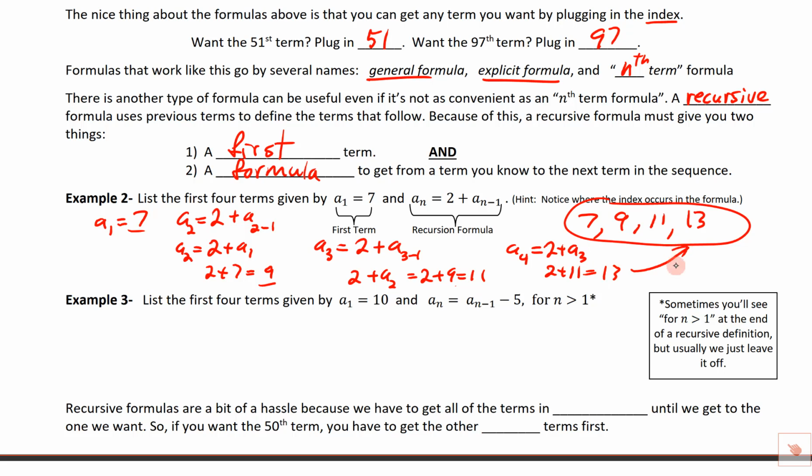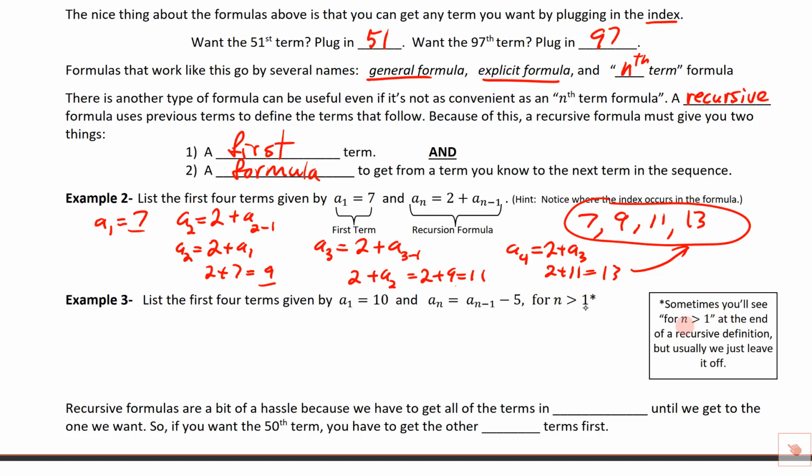Now, recursive formulas are a bit of a pain. Let's do one more here so we kind of get the hang of it. It says find the first 4 terms given by a sub 1 is equal to 10, and then a sub n equals a sub n minus 1. So notice it's in a slightly different order, and then minus 5. And it says for n greater than 1.